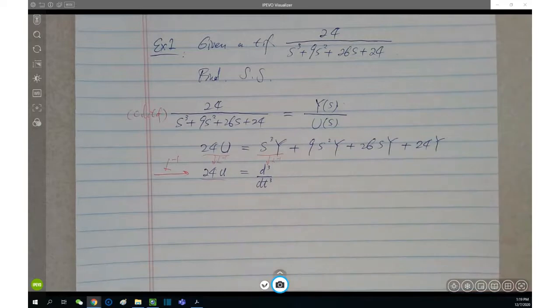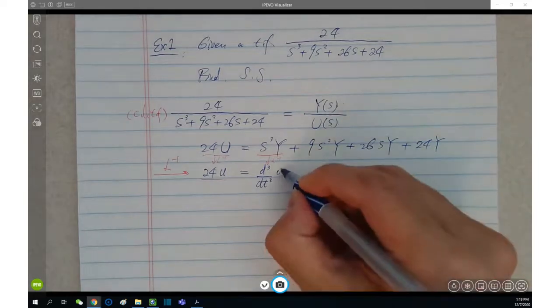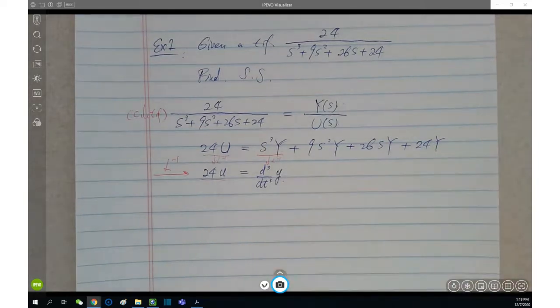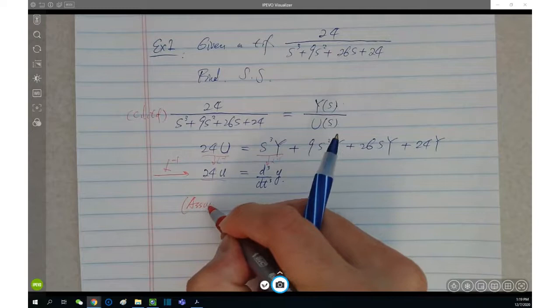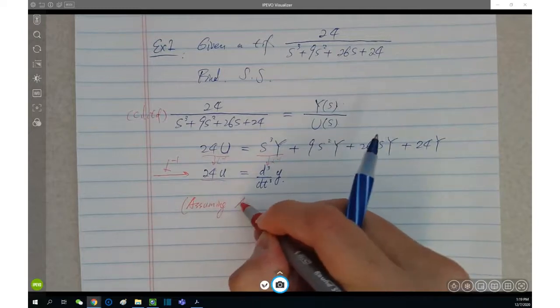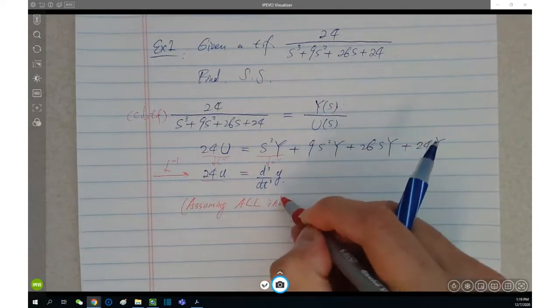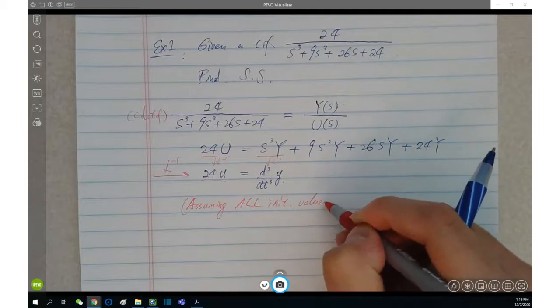Result. Does it make sense? The inverse Laplace transform of s cubed is the third order derivative of lowercase y this time, of course. And here we're assuming all initial values are 0.